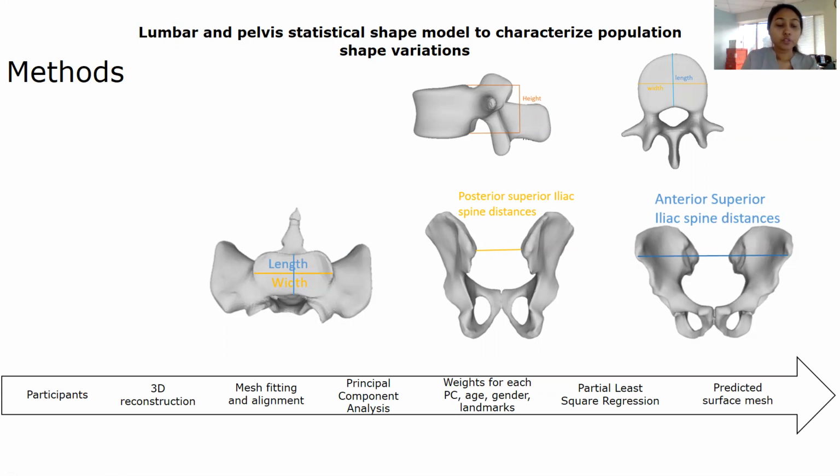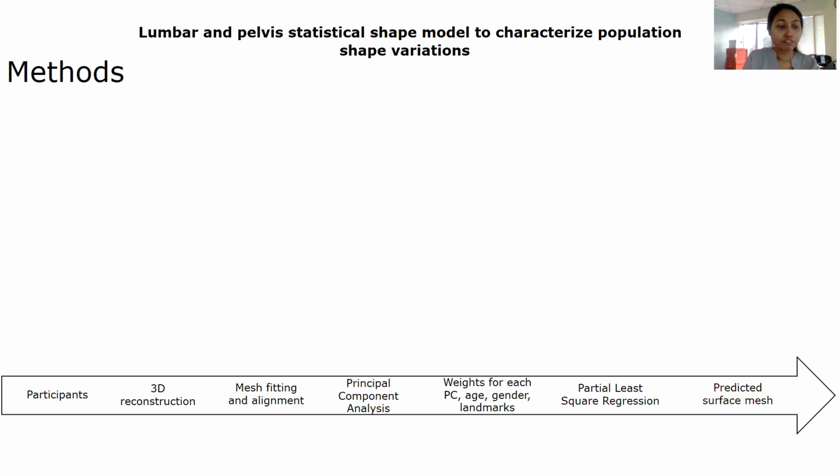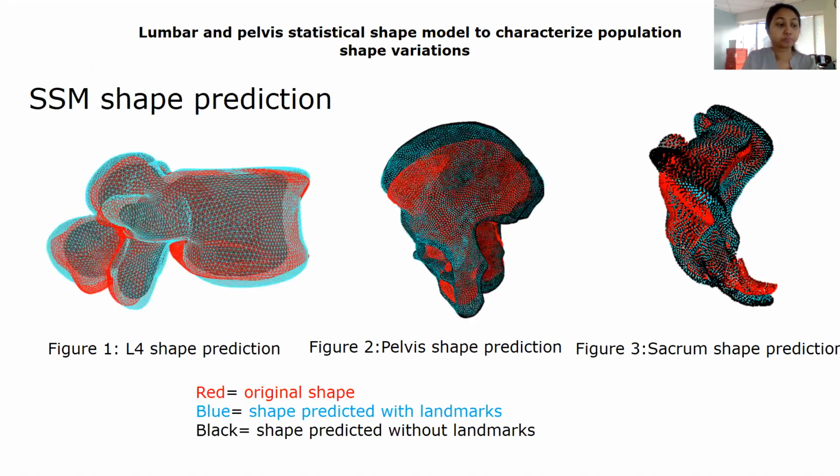And then to understand the predictive power of our models, we did a leave-one-out validation analysis with and without bone measurements. Then we obtained the predicted surface mesh, and the prediction accuracy was quantified by computing the root mean square error of the Euclidean distance and the Dice score between the SSM predicted shape and the CT reconstructed shape. These are some SSM prediction results from my models.